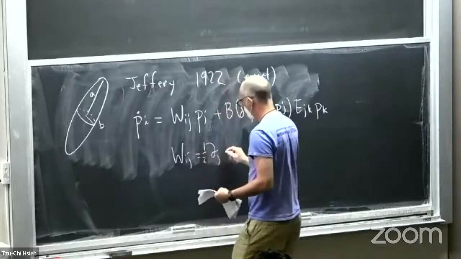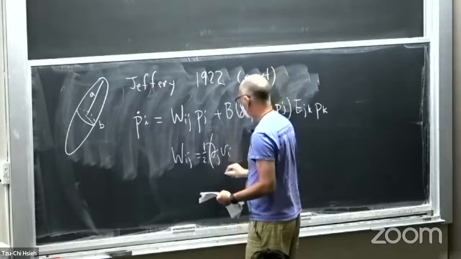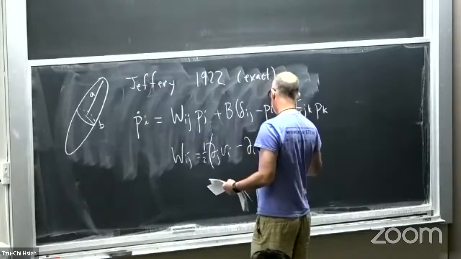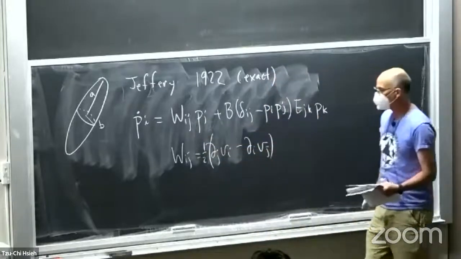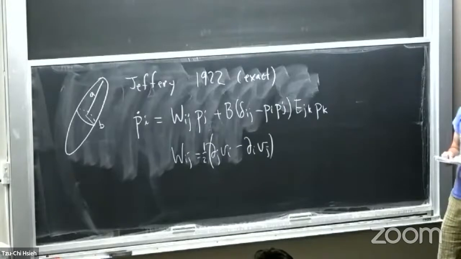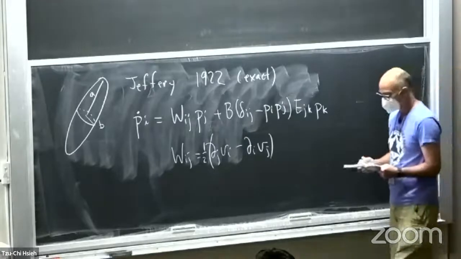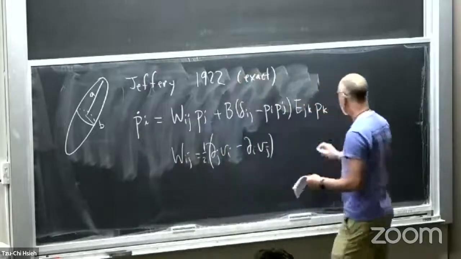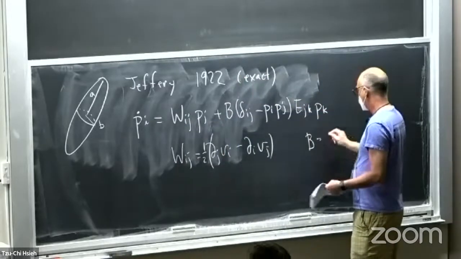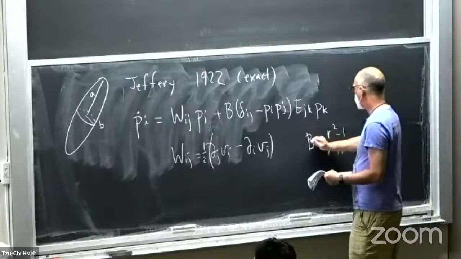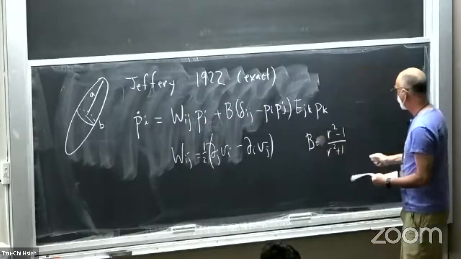Suzanne mentioned the confusion about the different conventions for the order of the indices, so I always have to write these things out. That's the convention I'm using here. You just have to check it every time to make sure it's doing the right thing. So what is B? B is a factor that depends on the shape. B is (r squared minus 1) over (r squared plus 1), where r is the ratio of these axes of the ellipsoid.